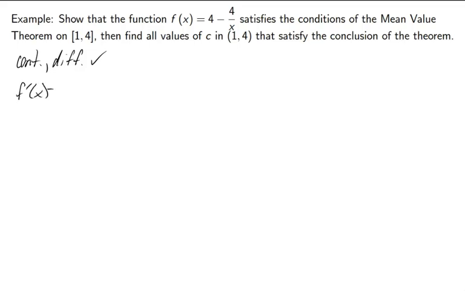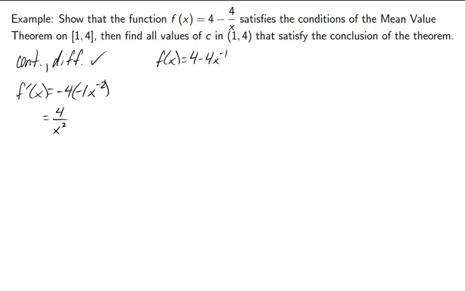f prime of x equals, well, 4 is going to disappear entirely. We might make a comment that f of x is equal to 4 minus 4x to the negative 1, because that'll make it easier to take the derivative. I've got negative 4. x to the negative 1 becomes negative 1x to the negative 2. Consequently, the derivative is 4 over x squared.